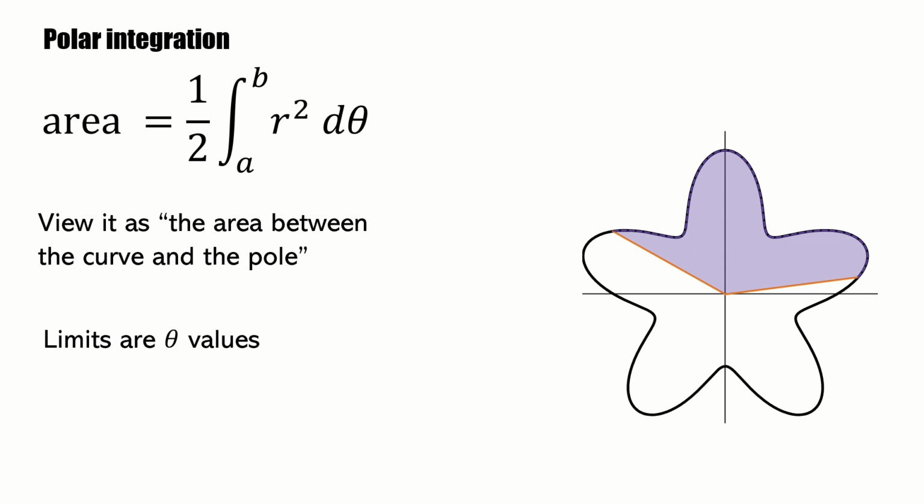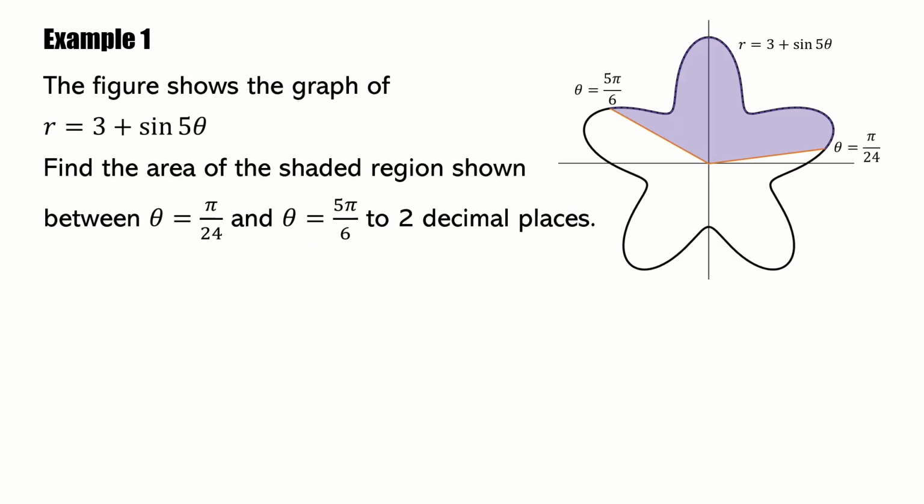But beyond that, if you understand how to do integration, then actually applying the formula isn't too bad. But let's take a look at an example anyway. So we have got the graph of r equals 3 plus sine of 5 theta. Fine enough, that was a graph you'd seen on the slide before.